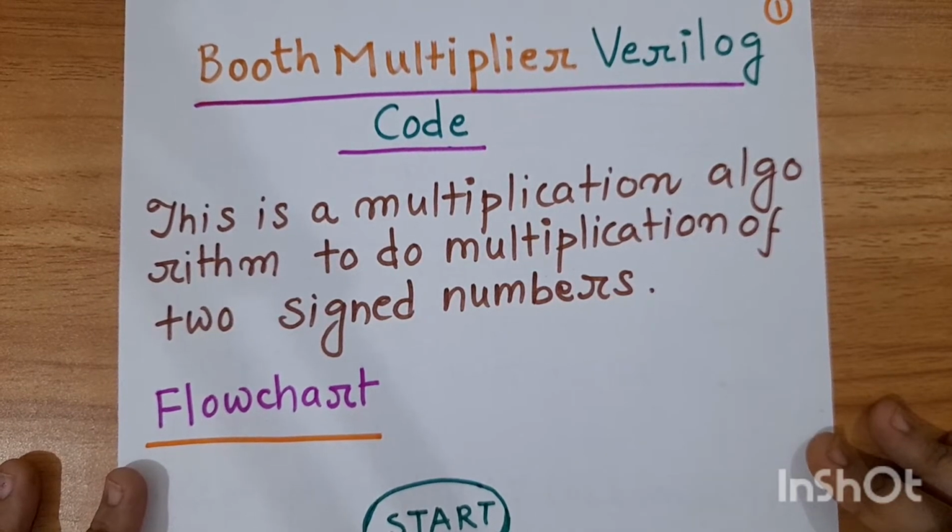Already in my previous video I have discussed the Booth's multiplication algorithm. So now in this video we will go through the Verilog code and the logic of how to write it. Please refer to the video of Booth's multiplier which I will provide in the description, so that you get to know better what the Booth multiplier is, and then go through the Verilog code.